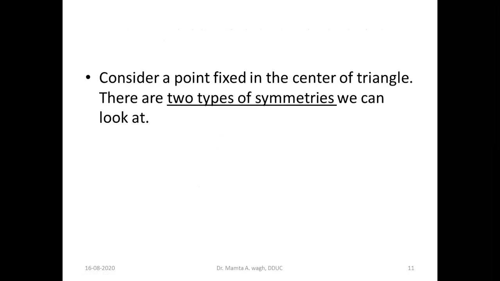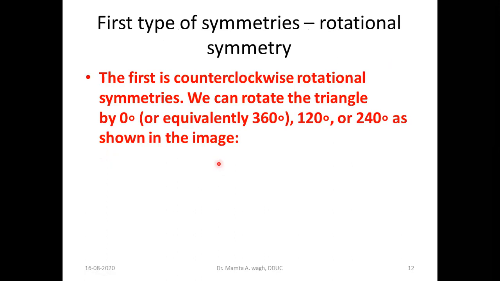Now consider a fixed point in the center of a triangle. There are two types of symmetries we can look at. So let us see what the two types of symmetries are. The first type is rotational symmetry, that means counterclockwise rotational symmetry. We can rotate a triangle by 0°, 120°, or 240°.